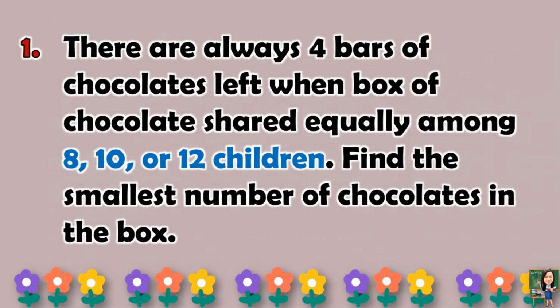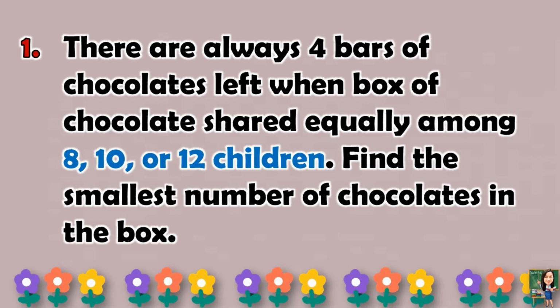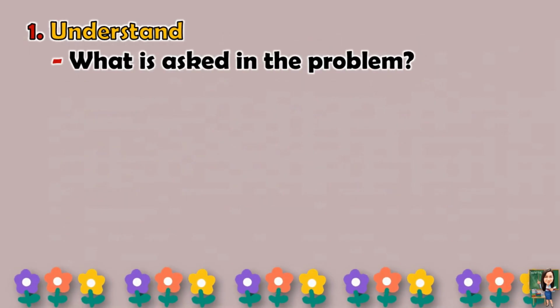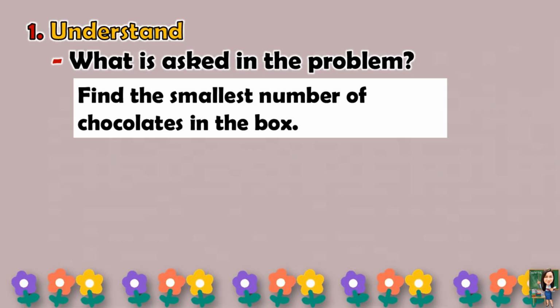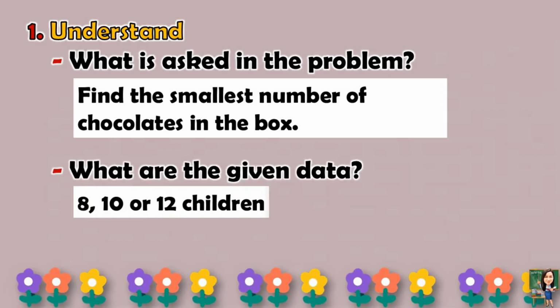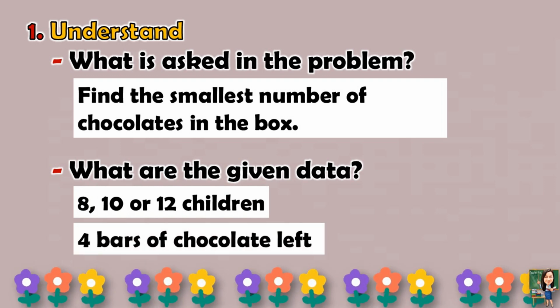Number 1. There are always 4 bars of chocolates left when a box of chocolates is shared equally among 9, 10, or 12 children. Find the smallest number of chocolates in the box. Step 1. Understand. What is asked in the problem? Find the smallest number of chocolates in the box. What are the given data? 9, 10, or 12 children. 4 bars of chocolates left.